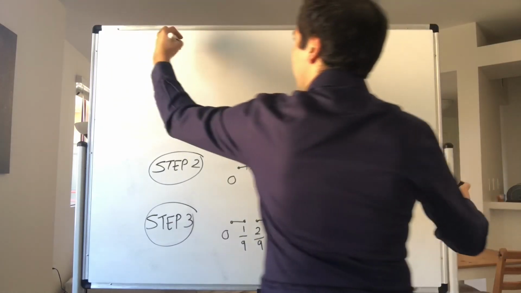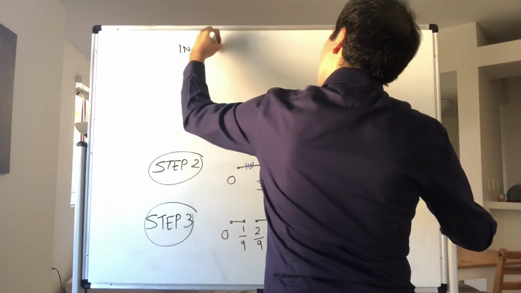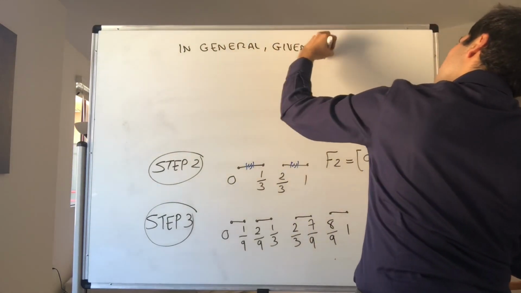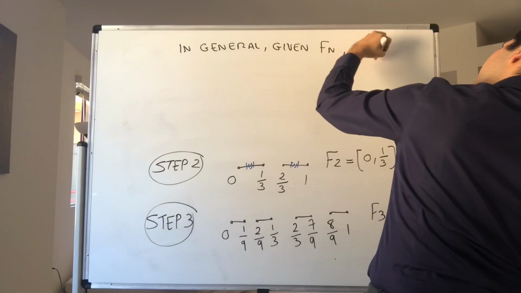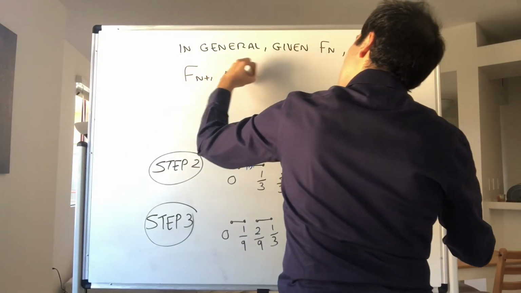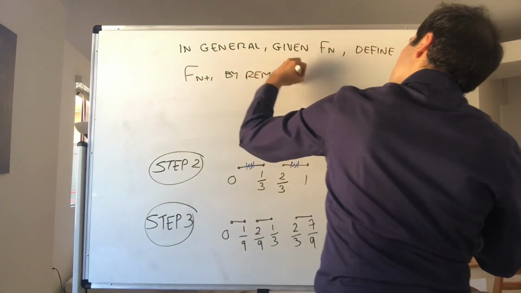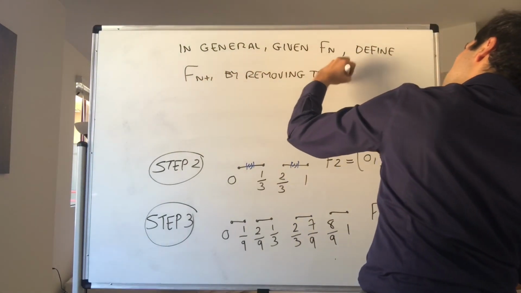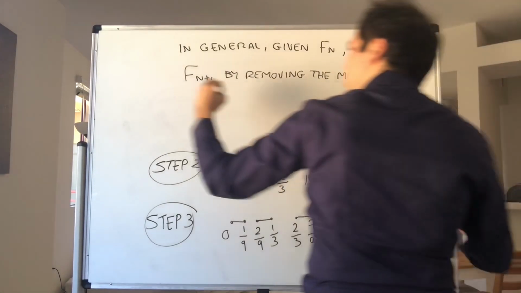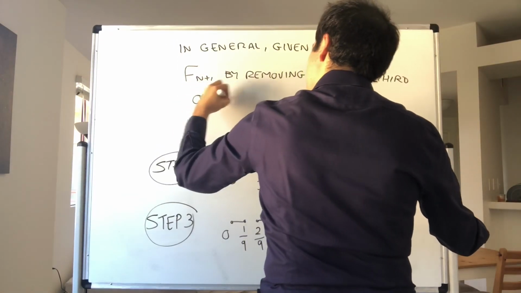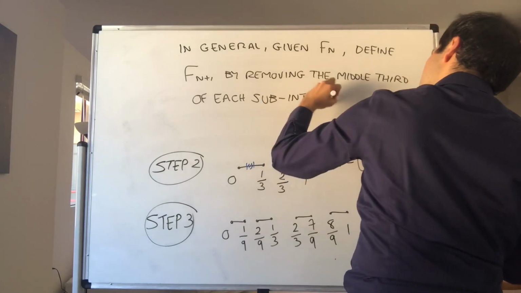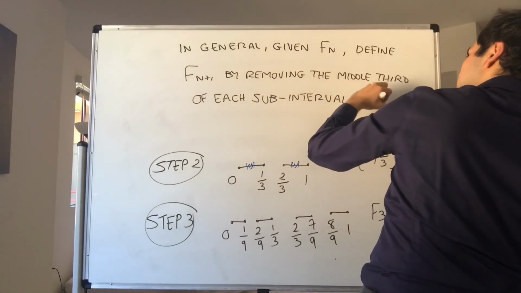So in general, given Fn, define Fn+1 by removing the middle third of each subinterval of Fn.